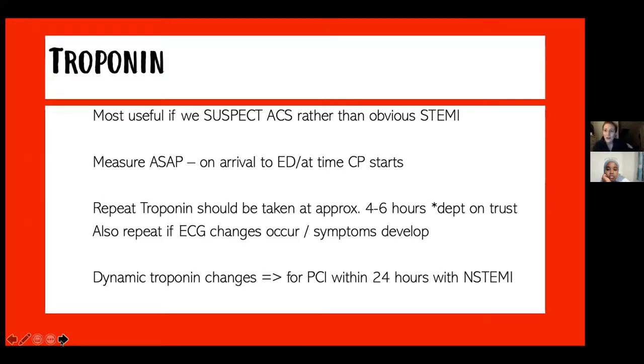And then depending on where you are and what troponin is used by that hospital and what guidance you follow, you'll tend to take a repeat troponin, usually like 3 to 6 hours, but it's really variable. Another note is you'd also take repeats of ECGs if their symptoms changed at all, and you'd repeat a troponin if you saw a change in their ECG. And if people's troponins are dynamic, so they go up or down, then they're going to go for PCI, even if it was an NSTEMI.